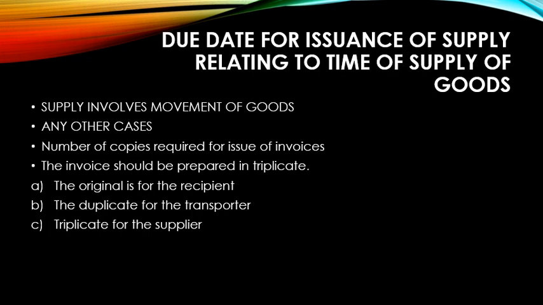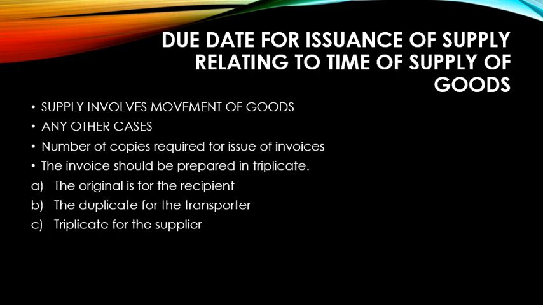When a service is being rendered, the transporter's invoice is not required. So the original is for the recipient and the duplicate with the supplier. Then only 2 invoices will be maintained in case of services. So these are the details of invoices. So we learned how the invoices are to be maintained, what the contents of invoices are, and the due date for issuance of invoice, because based on the due date the date of paying tax will be decided. Then the number of copies of invoices was learnt.